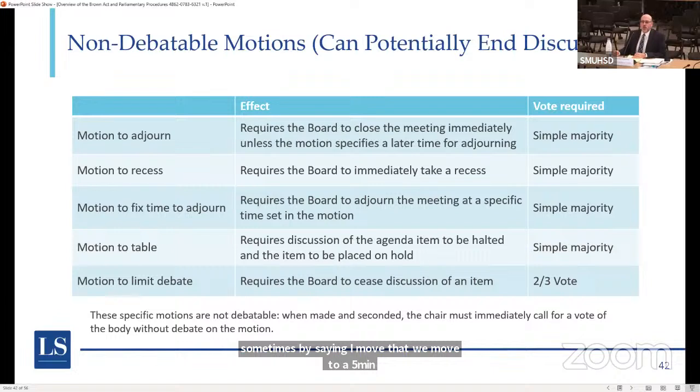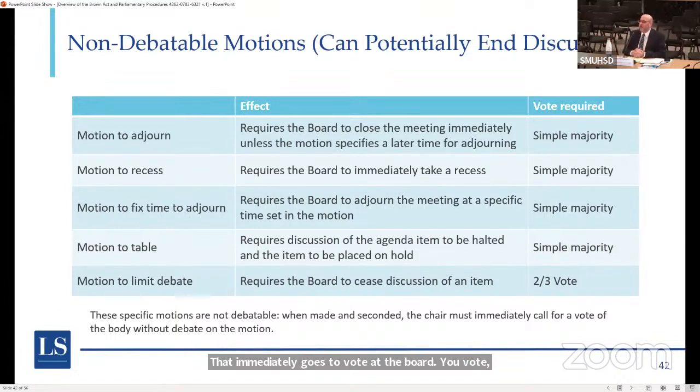That immediately goes to a vote of the board. You vote that there's going to be a recess. You all get to have the point down. You do still have a second with these, but you don't have debate. It's just you do it. It's just boom. Motion to fix time to adjourn. Don't worry about that. You'll never do it. Motion to table an item.